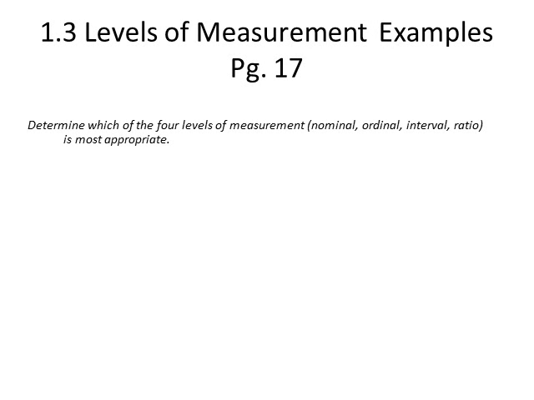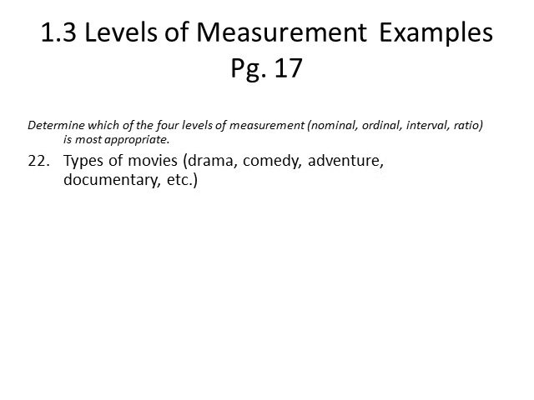Let's determine which of the 4 levels of measurement, nominal, ordinal, interval, or ratio, is most appropriate. Types of movies: drama, comedy, adventure, documentary, etc. That would be an example of nominal data. This is because we have categories, but there's really no way to order them in terms of a sequence like first, second, or third place.